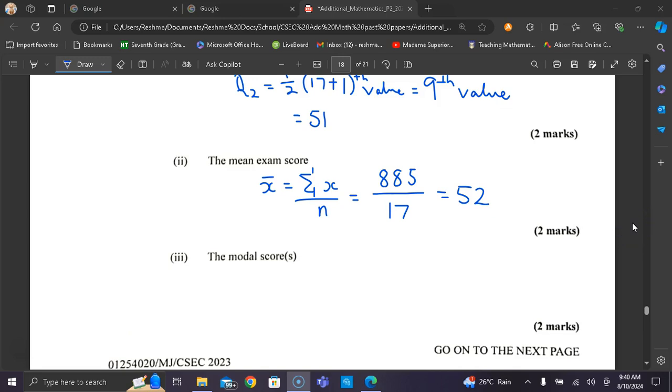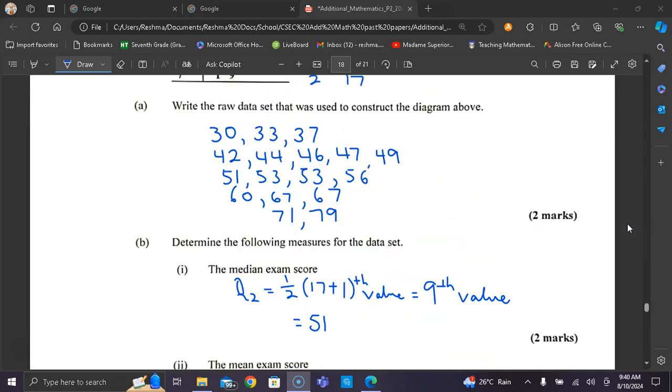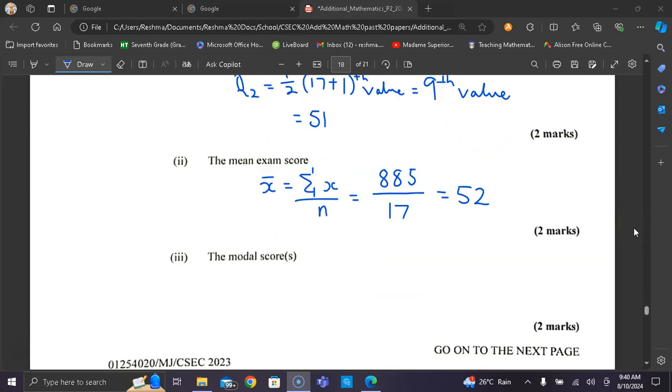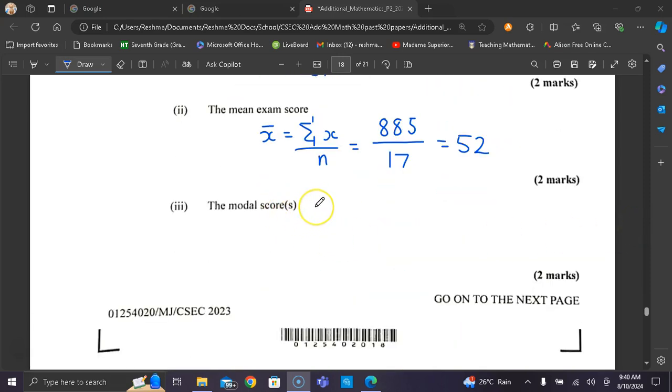The last part, part 3, the modal score, for 2 marks. Of course, the mode will be the value that occurs most frequently. If we look at it, this data set actually has 2 modes because 53 occurs twice and 67 also occurs twice. So the modal score or scores, see that's why they have the S in brackets, because it's actually 2 scores that are in mode. Therefore the 2 modes are 53 and 67.